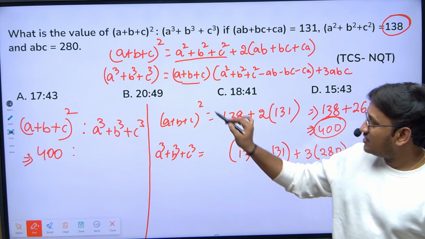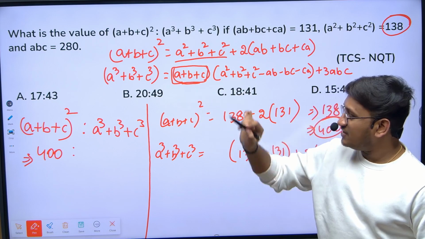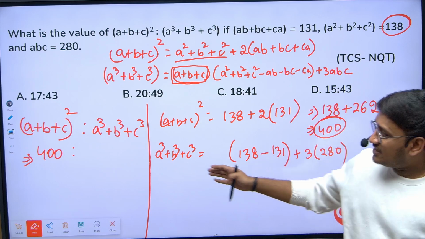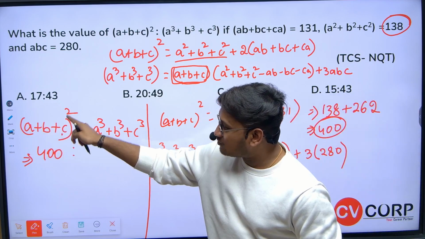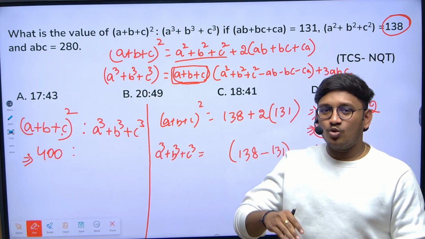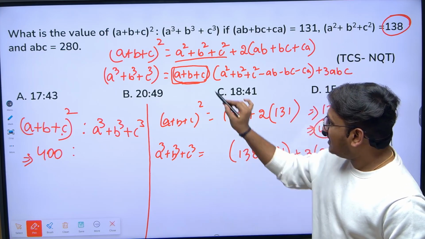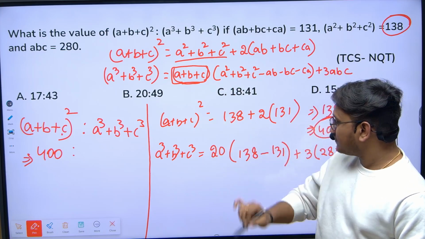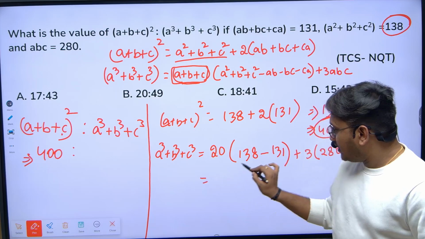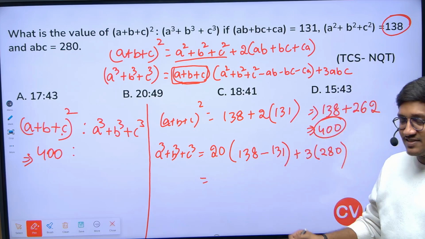Now the most interesting part is a + b + c. From where will we get that a + b + c? We have already found (a + b + c)² as 400. Then obviously the value of a + b + c is the square root of 400. So can I consider a + b + c as 20? So 20 times, now if you observe, 138 minus 131 is 7.